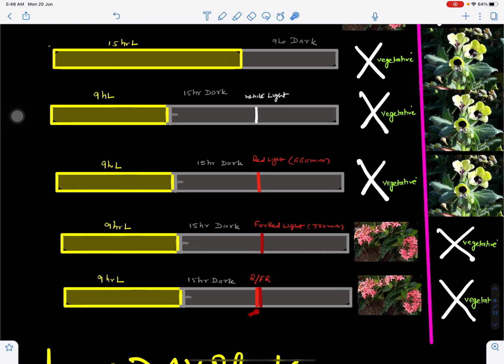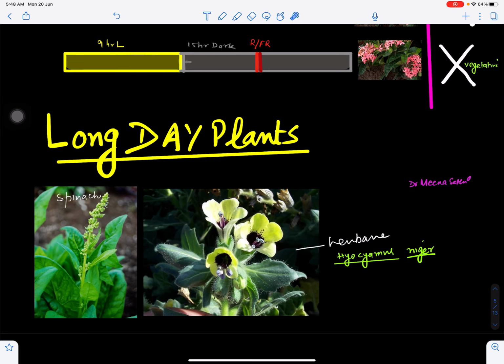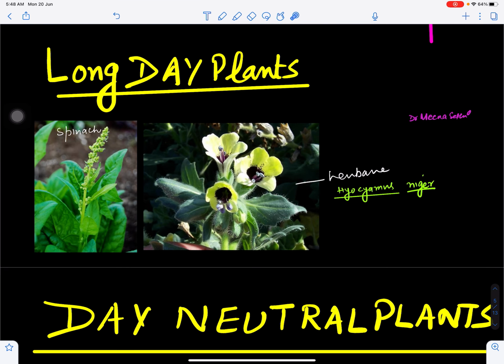And if red light exposure is followed by far red light exposure, red light exposure is of 660 nm and far red light exposure is 730 nm, flowering takes place in the short day plant, and this will not occur in the long day plant. They will remain vegetative. So this is very important, whether the dark period is interrupted or not, whether it is red light or far red light. So critical day length is very, very important.